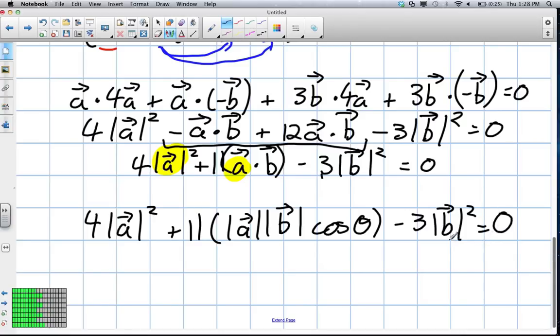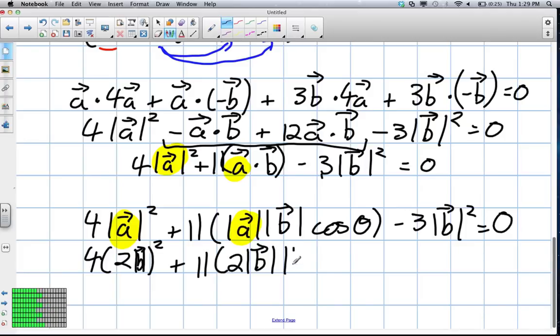I apologize. Now that they're all the absolute value, we can go about replacing our absolute values of A with what we had above, 2 times the absolute value of B. So this does then become 2 times the absolute value of B squared plus 11 times 2 times the absolute value of B, times the absolute value of B again, cos theta, minus 3 absolute value of B squared again equals 0.